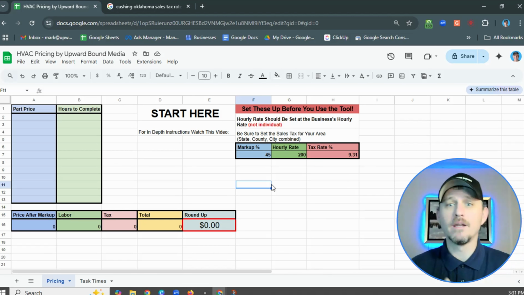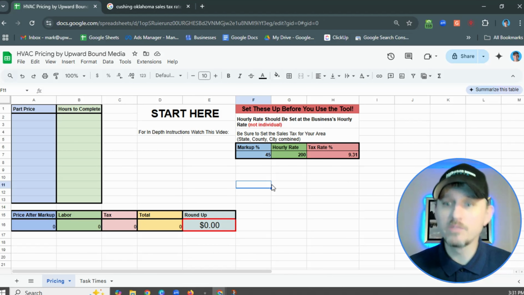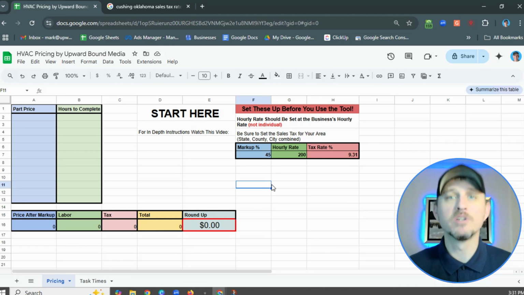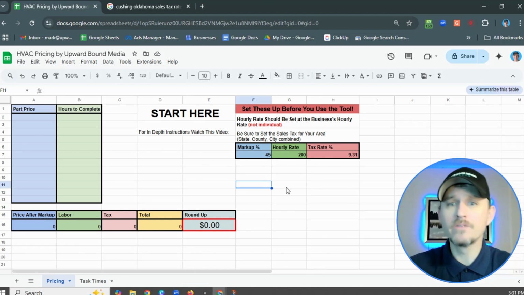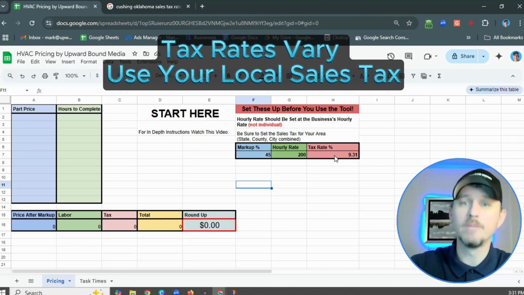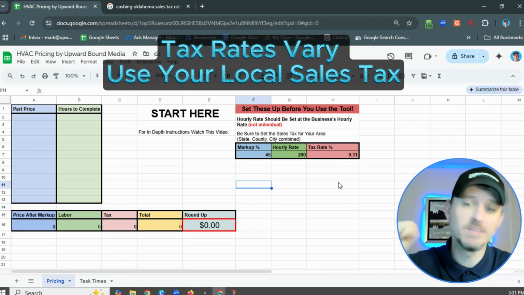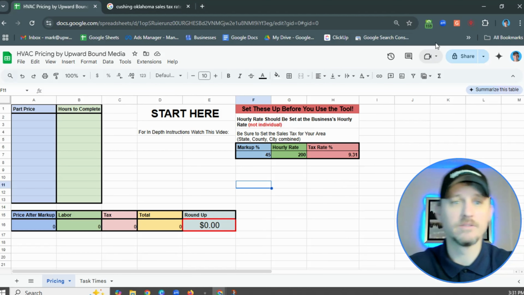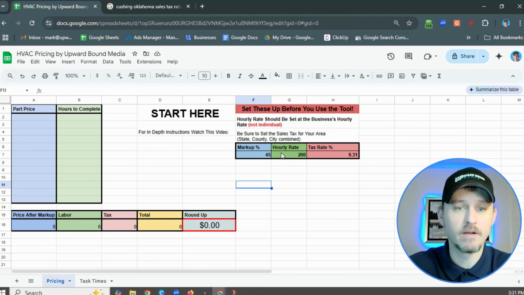I might be paying an individual $30 an hour to go run the calls, but as a business, I need to charge $200 an hour to stay profitable, to keep our profit margins where we want them to be. And so we'll set our hourly rate and then our markup, like I said, 45%. Tax rate is going to vary depending upon your location again. So make sure that you keep up with your local tax rates because there's going to be cities, counties, and state sales taxes in many, many scenarios.